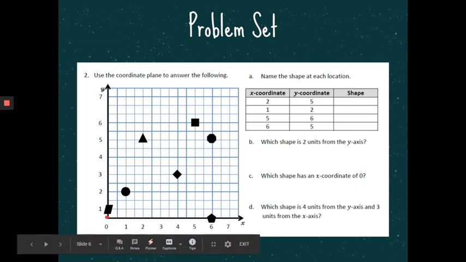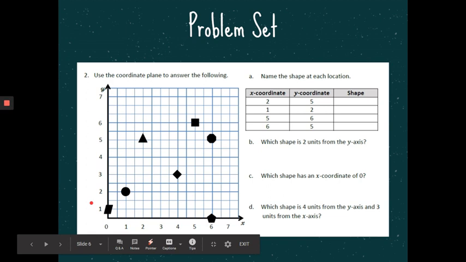So if a number or a shape is plotted on the x-axis, that means it does not move vertically. It stays horizontal. It stays on our number line right here. And the same thing with a number that's on the y-axis, which means that it stays vertical and it does not go horizontal.